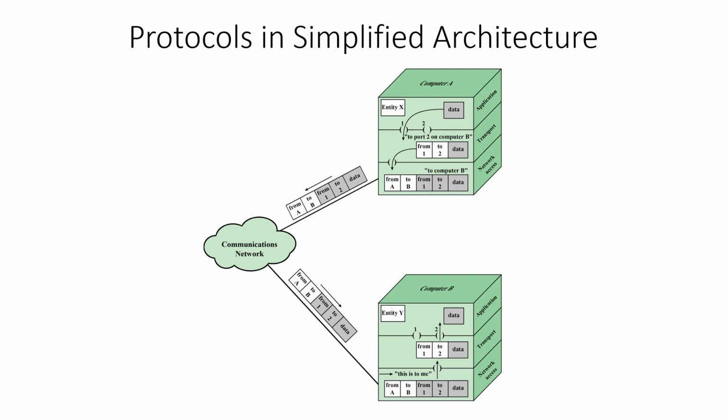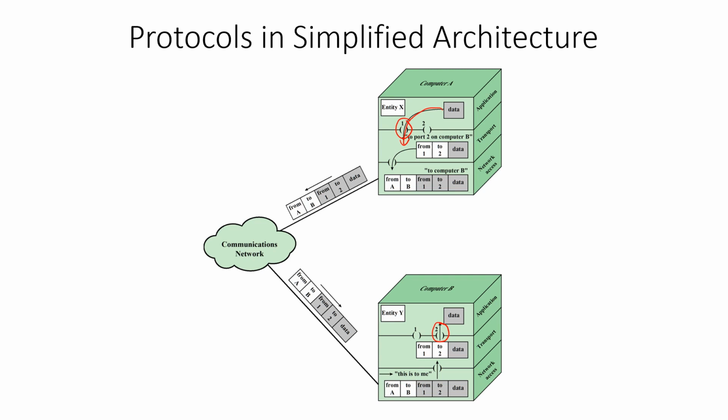Let us trace a simple operation as an example. Suppose that an application associated with port 1 at computer A wishes to send a message to another application associated with port 2 on computer B. The sending application generates a block of data and passes this to the transport layer. If this block of data is long, it is broken up into smaller chunks.